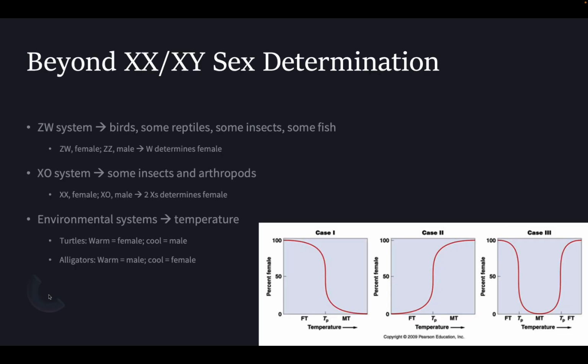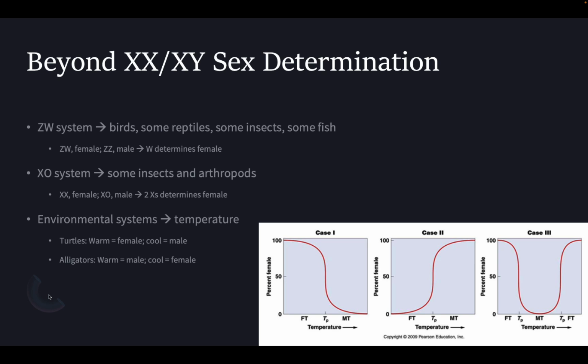And then as a last little bit of fun, I wanted to talk about how other systems have sex determination. So beyond the XX/XY system, there's a ZW system that we see in birds, some reptiles, some insects, and some fish. ZW is female, ZZ is male. So in this case, the female actually has the two different sex chromosomes where the male doesn't. He has two of the same. There's a system called XO, which in humans would be like Turner syndrome, and that would be female. But instead, having two X's means you're female, having only one means you're male.